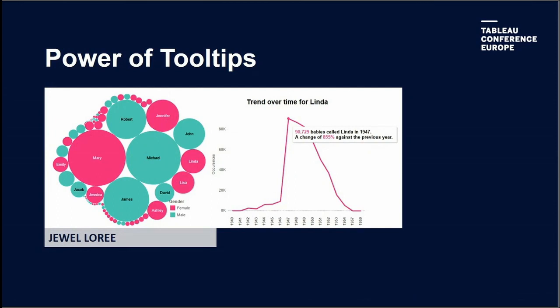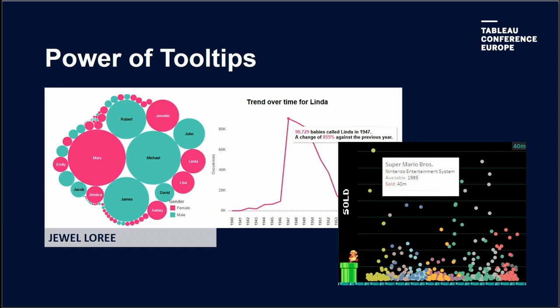So tooltips are incredibly powerful. And this is an example from Jewel Laurie. We can see here, this is looking at baby names over time. If we look at the trend over time for Linda, we can actually see that year-over-year comparison as well as the total value exactly by hovering over. There's no cluttered view of that year-over-year measure trying to shoehorn it into this view. There's no up and down arrows trying to show that. It's just, if you're interested in seeing that figure, it's surfaced through a tooltip.